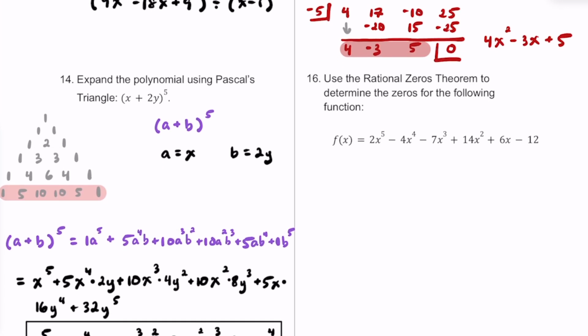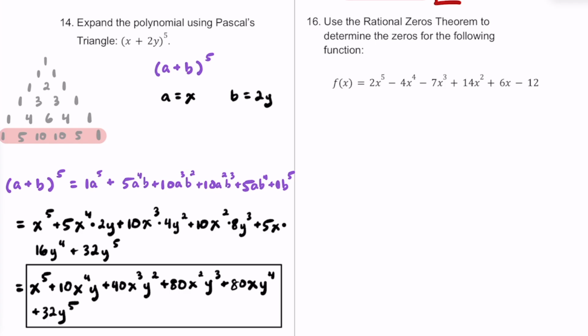All right, for number 16, let's take a look at using the rational zeros theorem to determine the zeros for the following function. All right, so we have this polynomial function here. It's a quintic one, so it's raised to the 5th power. So we could have up to 5 zeros here. Now to get this started using the rational zeros theorem, we want to remember that we really care about the leading coefficient as well as the constant at the end here. So keep in mind this negative 12 here is going to be p, and then this 2 over here is going to be q.